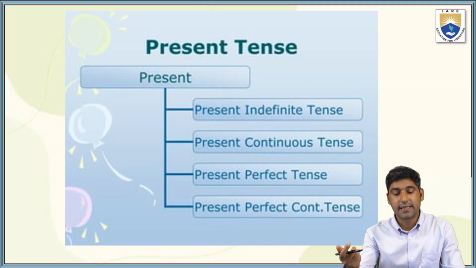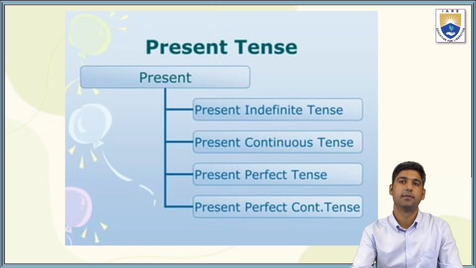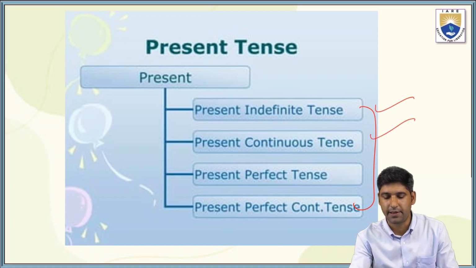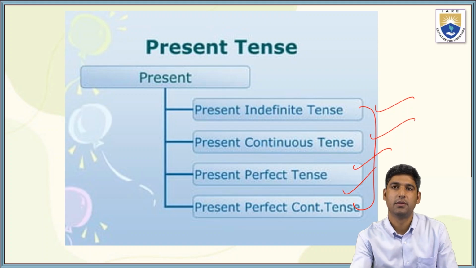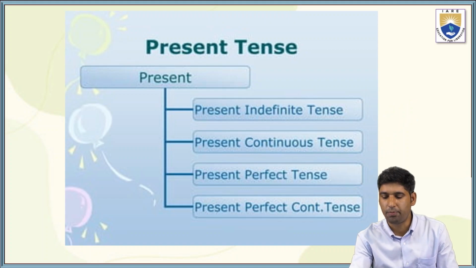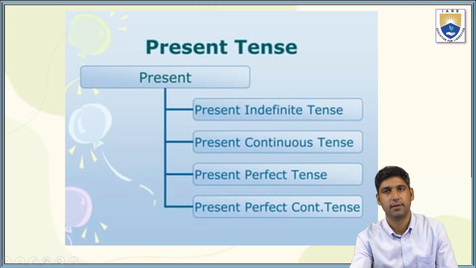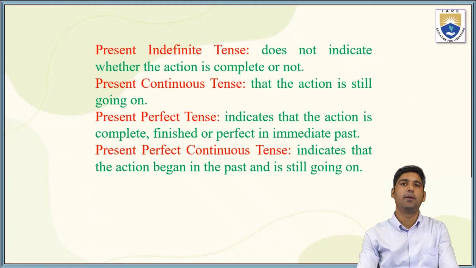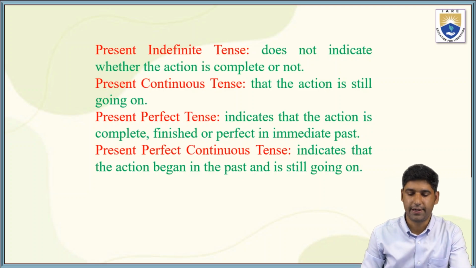Then let's now move to present tense. For present tense, we have 4 different forms: present indefinite, present continuous, present perfect, and present perfect continuous. So we have these 4 forms of present tense. Let's see what present indefinite tense is.